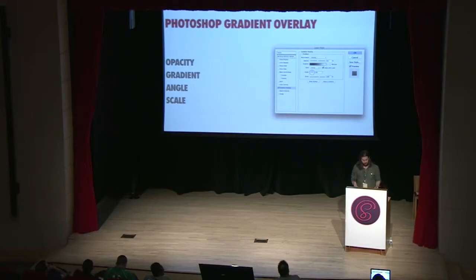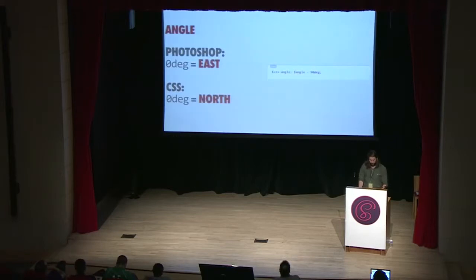I'm going to do things a little out of order here, Tarantino it up. We're going to talk about angle first because that's an easy one. Unfortunately, I don't know why it's like this, but with Photoshop, 0 degrees equals east, and with CSS, 0 degrees equals north.